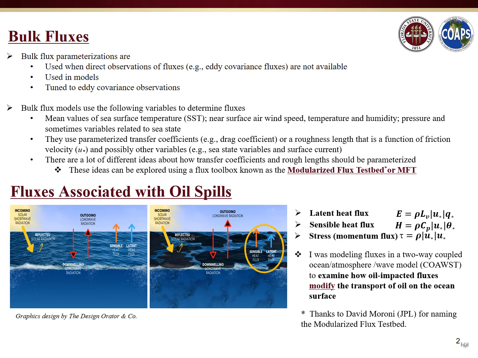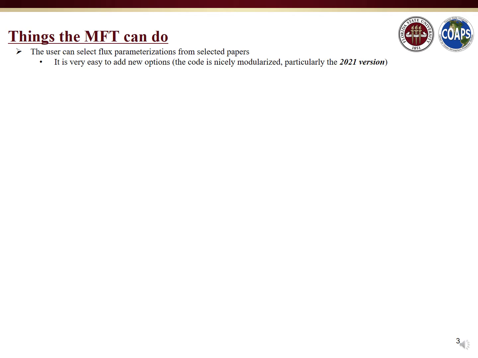Here is an example showing how fluxes are associated with an oil spill. The figure shows that with oil on the surface, the friction velocity will decrease, which can decrease latent heat and sensible heat, which in turn can impact the transport of the surface oil. So the MFT allows me to investigate the effects of oil and water separately on fluxes and how those impact the transport of the oil.